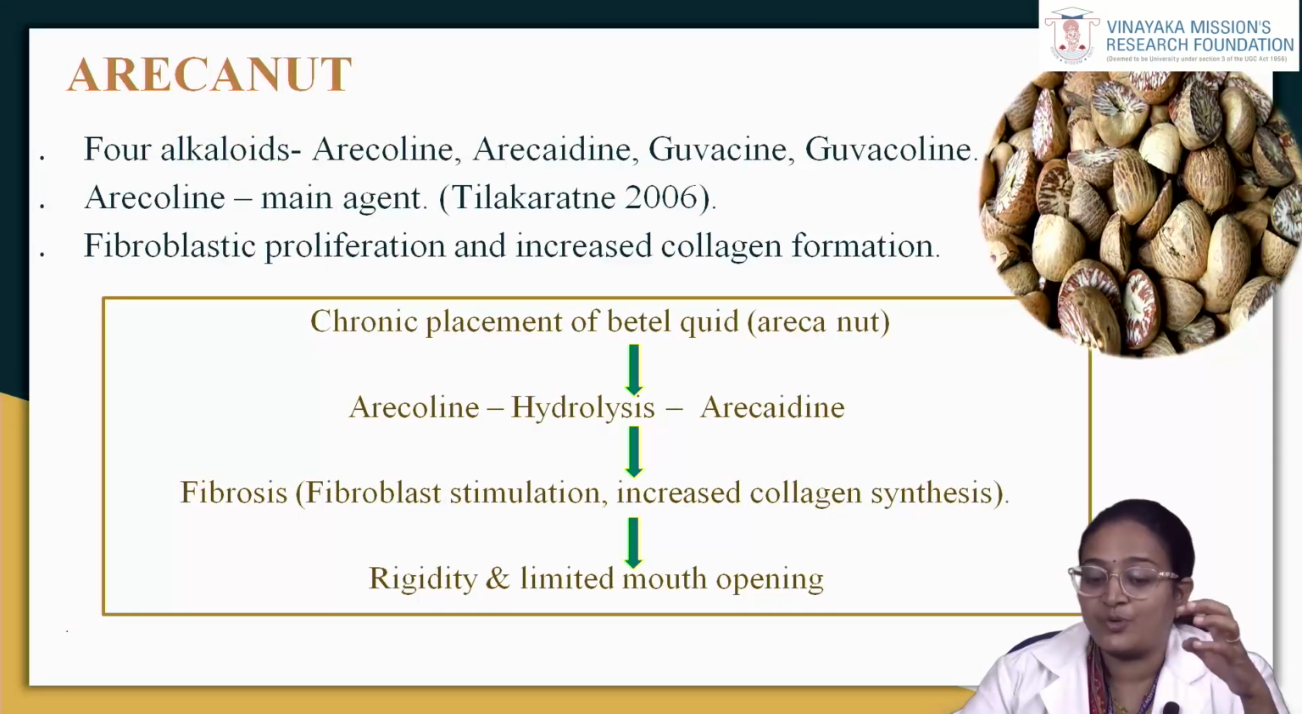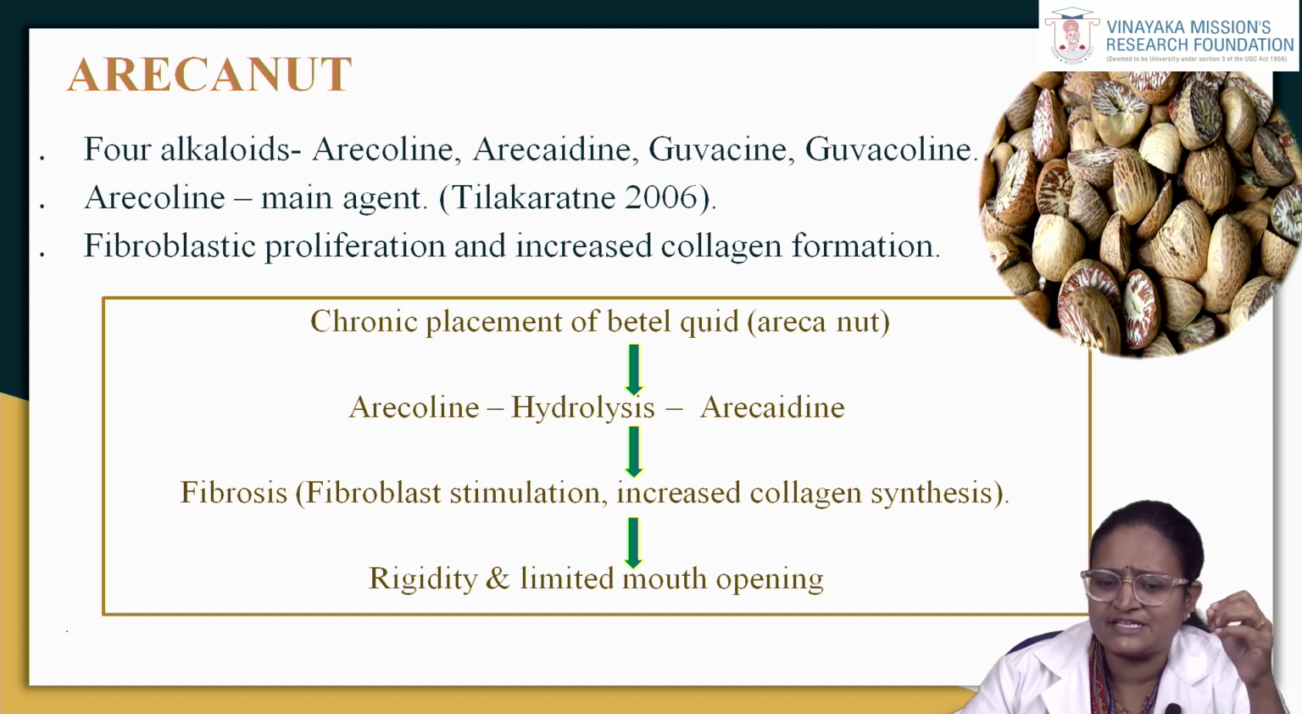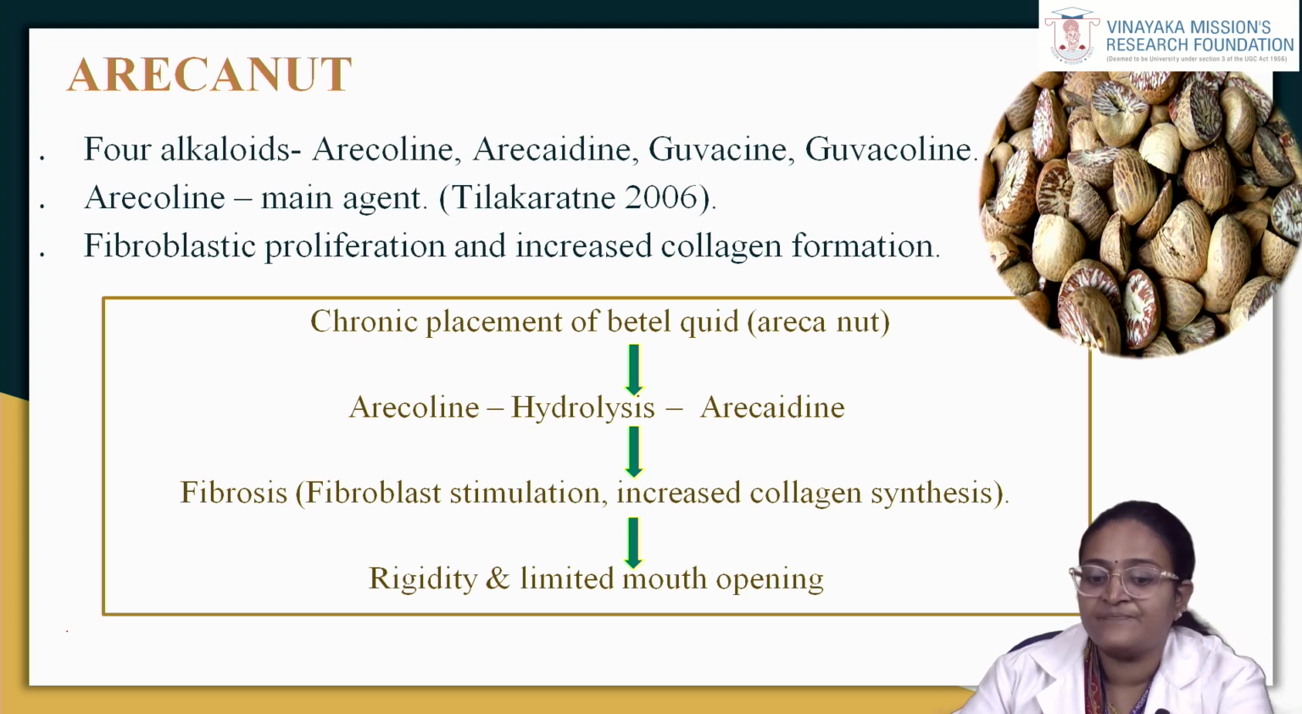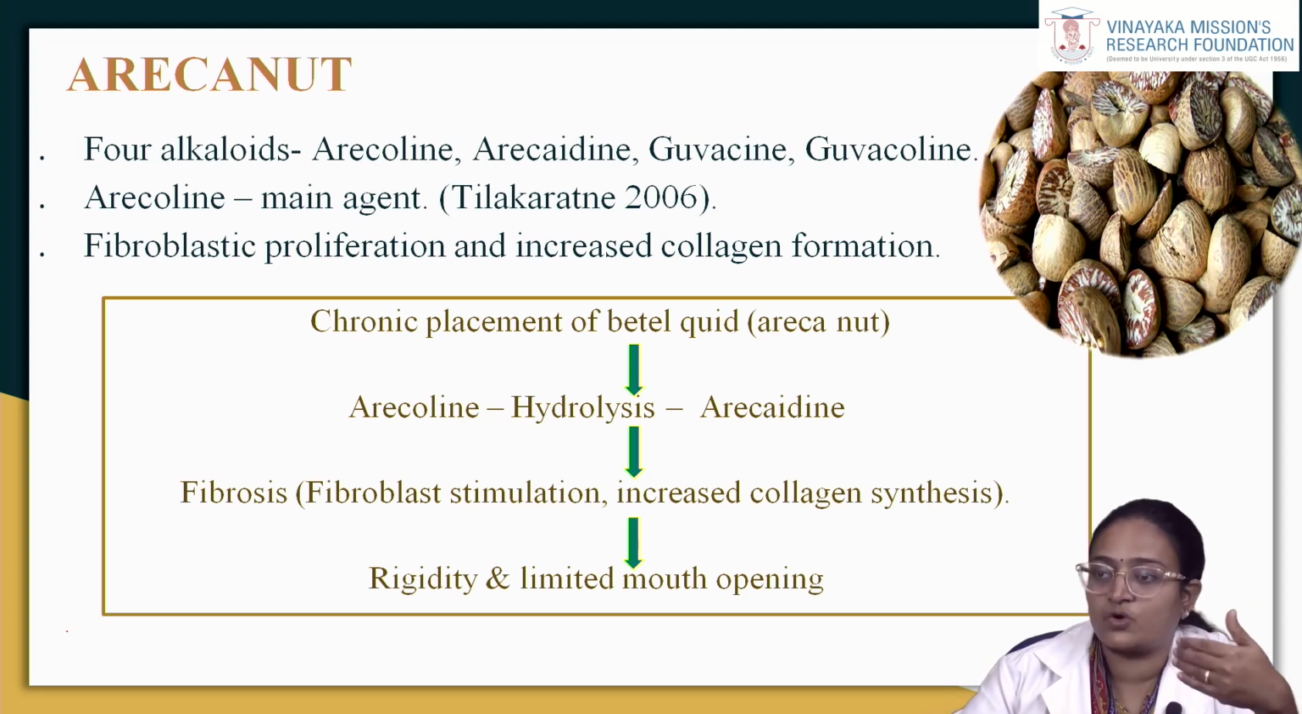So coming to the main etiological factor of oral submucous fibrosis, that is areca nut. Areca nut contains arecoline, arecaidine, and guvacine. Among these, arecoline is the most active agent. Arecoline stimulates fibroblast proliferation and the synthesis of excessive collagen. Hydrolysis converts arecoline into arecaidine, which further promotes fibrosis. The excessive collagen accumulates, ultimately causing trismus, a difficulty in mouth opening.